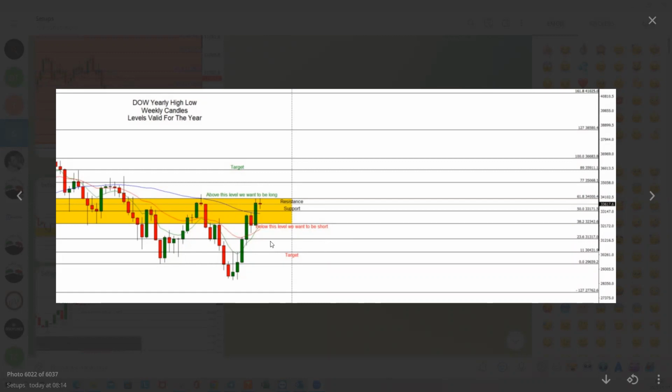So in front of us, we have the Dow yearly high-low, currently between levels of 50 and 61.8 as support and resistance. If you look at the moving averages, 8 is above 21. That's indicating trend is up. So with that, we're waiting for a push above the 61.8 to aim for that 89 target.